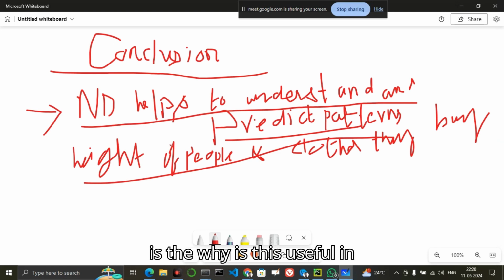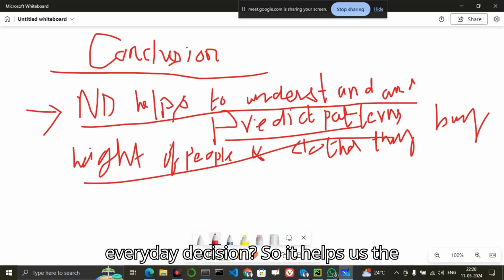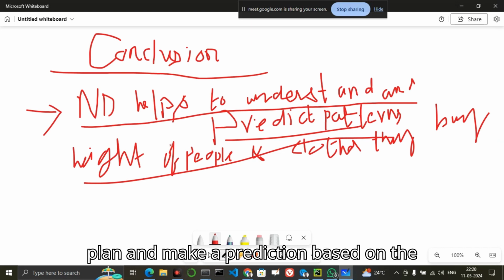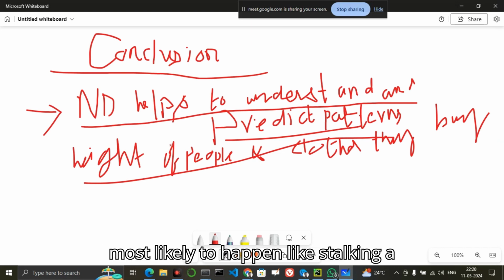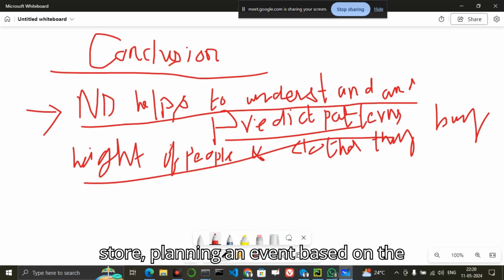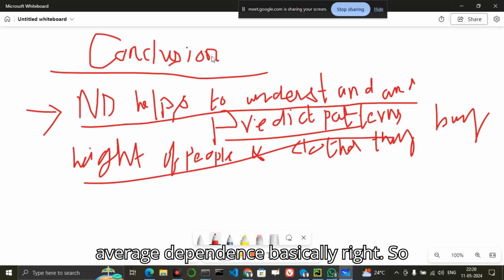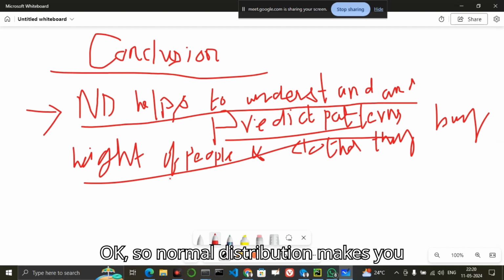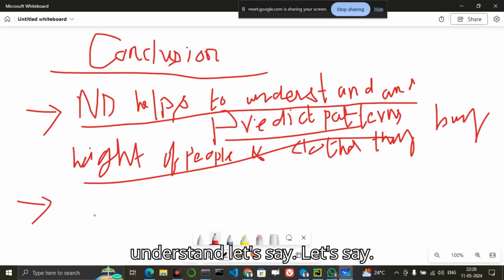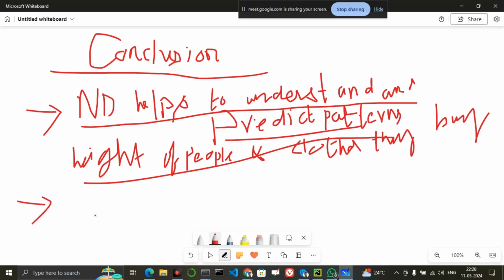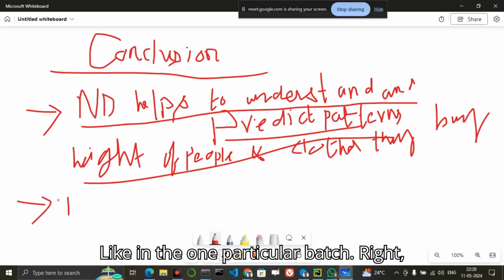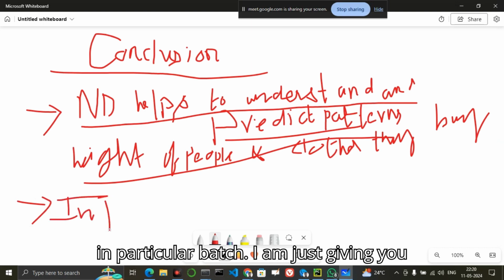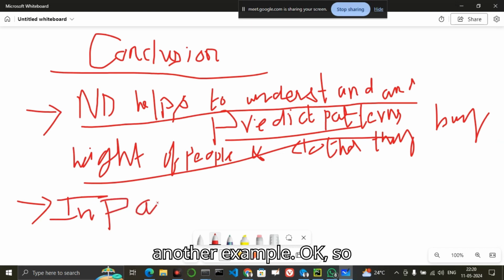So why is this useful in everyday decisions? It helps us to plan and make predictions based on what is most likely to happen, like stocking a store, or planning an event based on the average attendance, basically, right? So understand this particular thing, folks. Normal distribution helps you understand, let's say, a particular batch. I am just giving you another example.